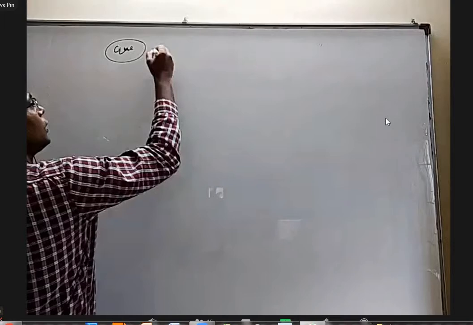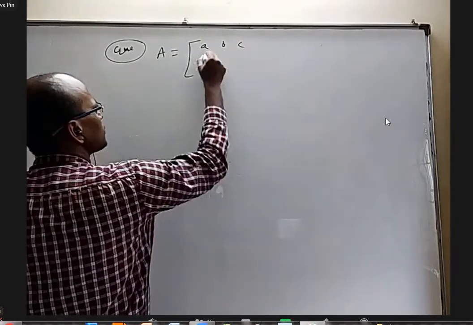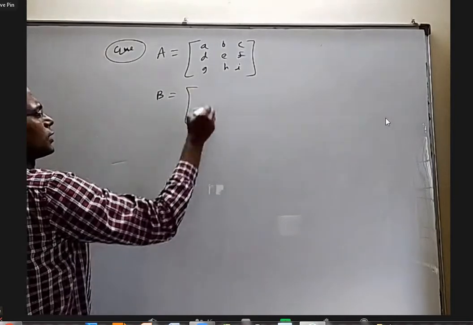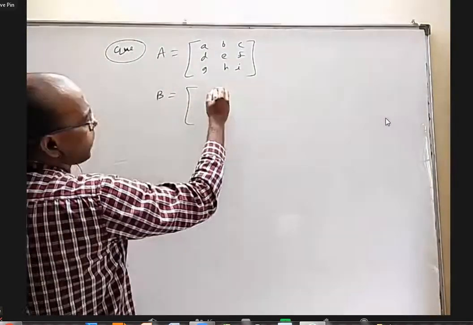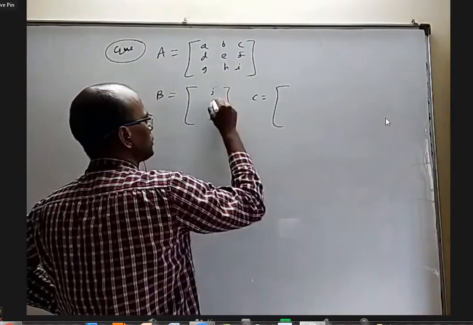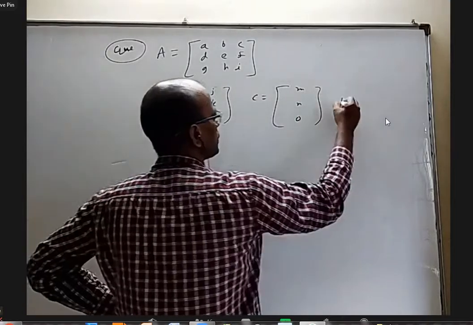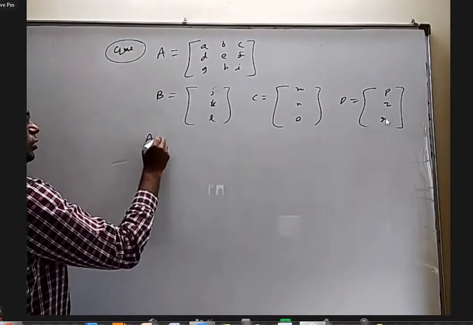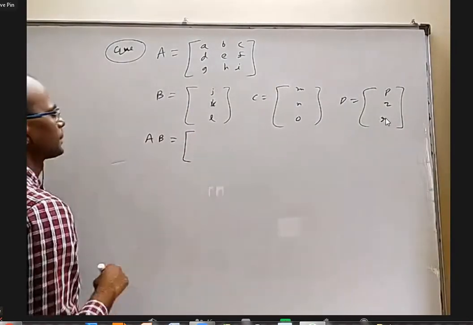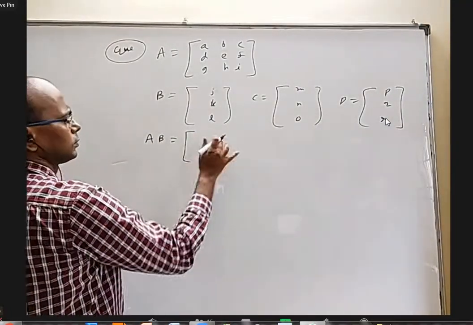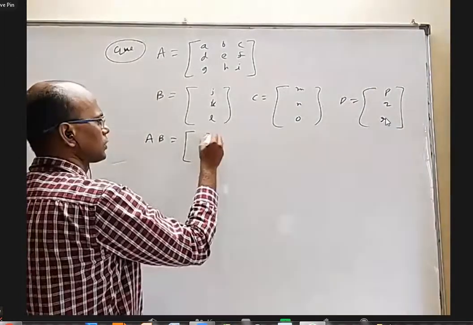This also you write as a question. Capital A is equal to the matrix A, B, C; D, E, F; and G, H, I. B, I want to take as I, J, K, L. Capital C is equal to, and B is about P, Q, R. It is given to me already that AB is equal to, okay, I can give some other names, X, Y, Z.